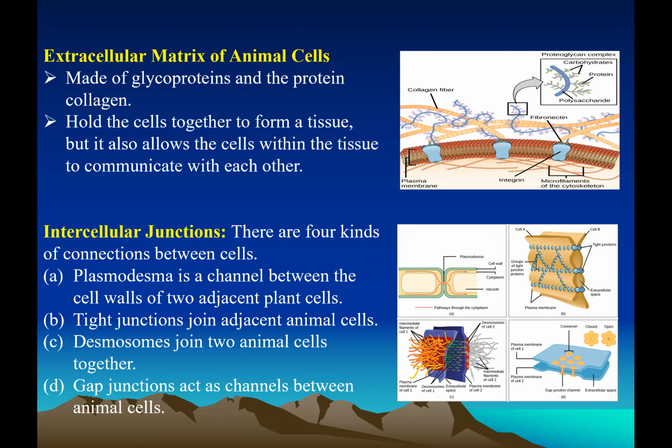See, similar cells will come together to form tissues. How are these cells held together? So they can be held together by any of these structures that you see here. See, plasmodesmata is a channel between the cell walls of two plant cells. So through that channel, they'll be able to exchange nutrients.